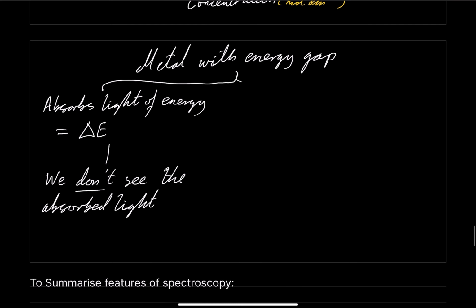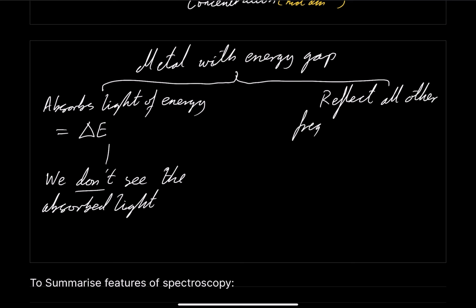And it reflects all other energies of light. Energies of light, wavelengths of light, frequencies of light. I'm going to say frequencies is probably a better term, because that's what the energy is in the form of. It's in the form of frequencies of light. So it reflects all other frequencies of light, and we see this reflected light.